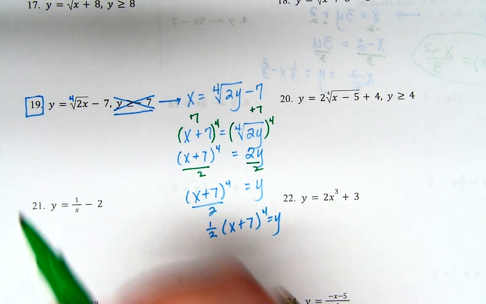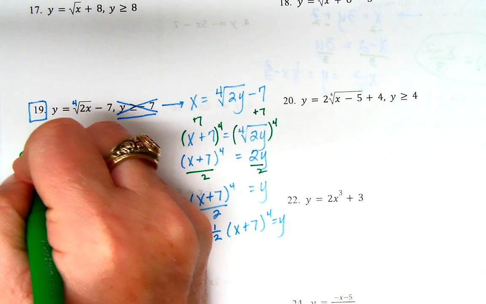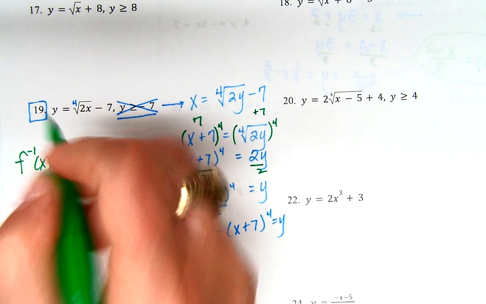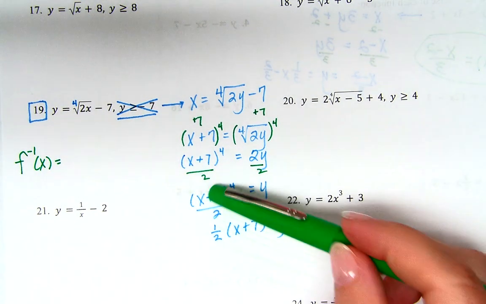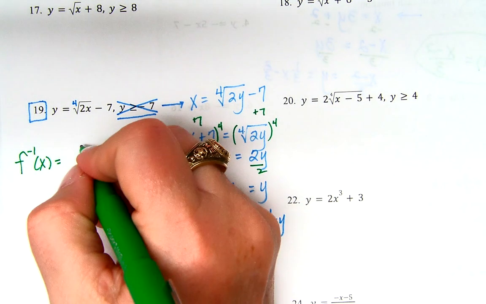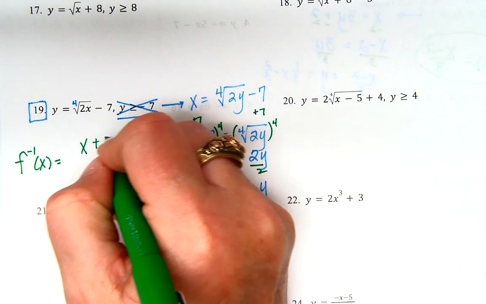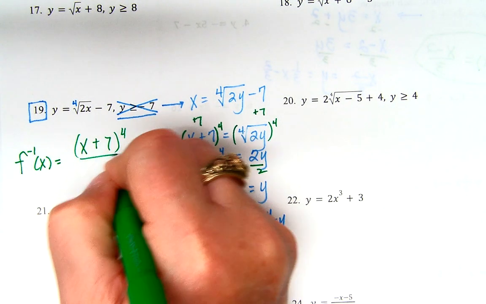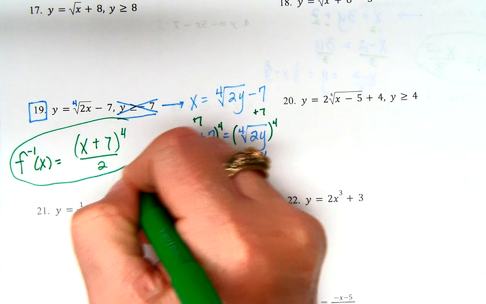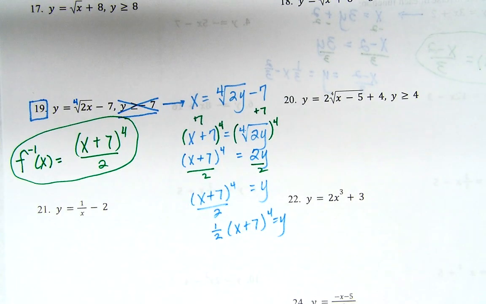Okay? But now I come over here and write my answer, f negative 1 of x is whichever one of these two I decide on, right? x plus 7 raised to the 4th over 2. Any questions? You okay so far?